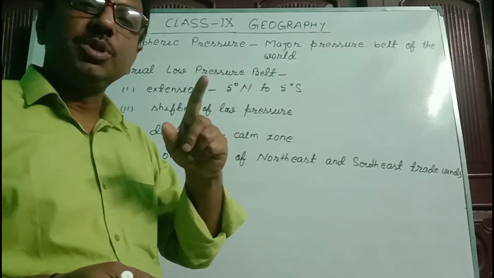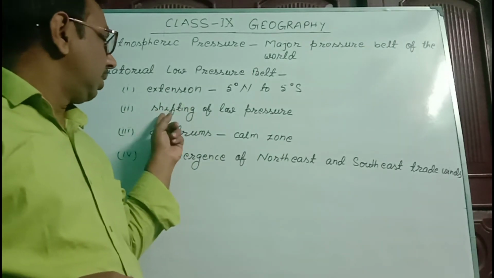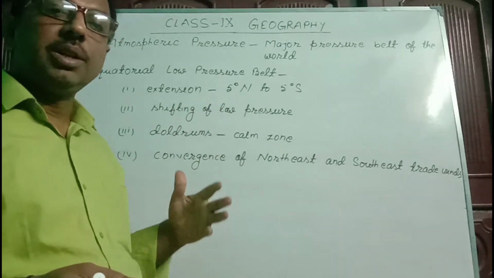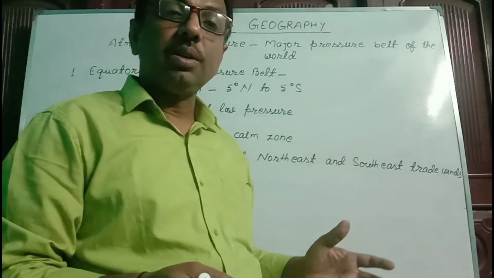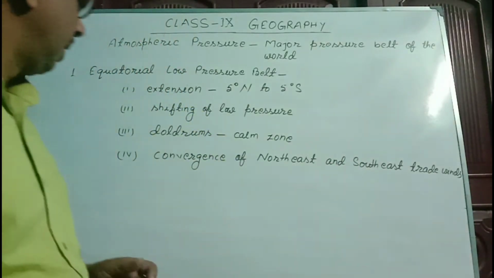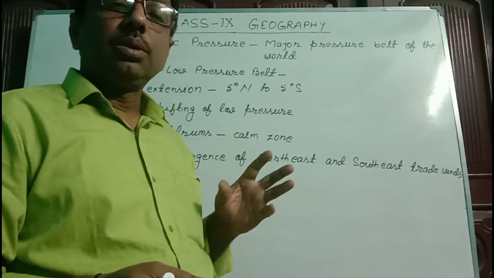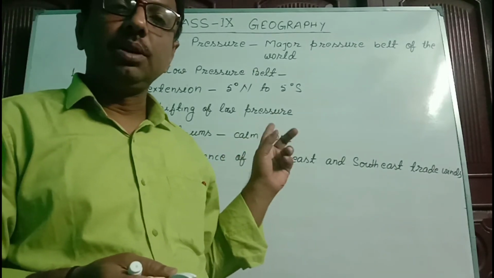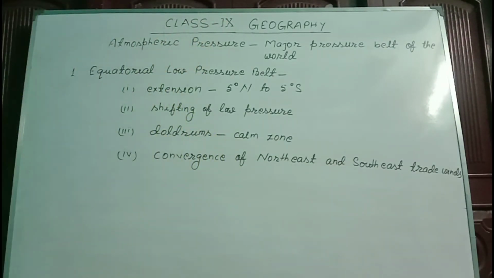Its extension lies between 5 degree north to 5 degree south. In this extension, air pressure shifted according to the season. If there is a summer season in northern hemisphere, then there will be low pressure, and if there is a winter season in northern hemisphere, then there will be high pressure, and vice versa regarding the southern hemisphere. Third, this very calm zone, there is no movement of wind, so it is also named as doldrums. And in this extension, from 5 degree north to 5 degree south, there is a convergence of northeast and southeast trade winds.